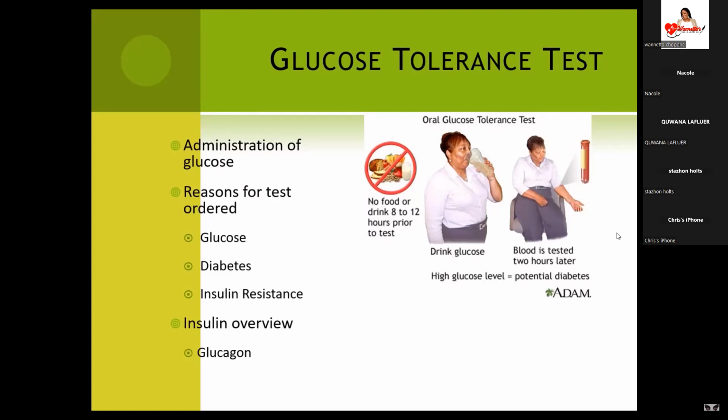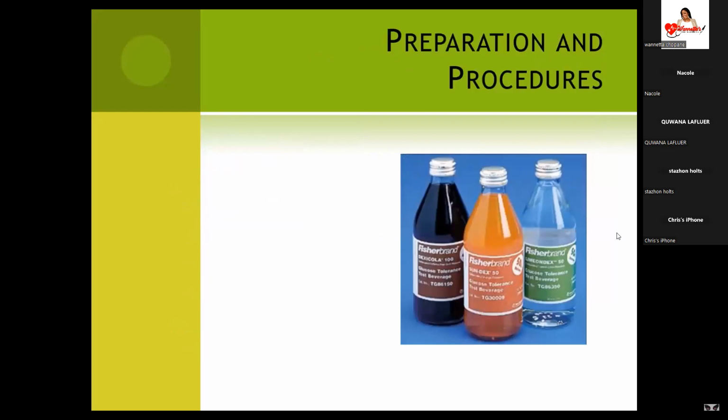And if you can see, sometimes it requires certain things like no food or drinks for 8 to 12 hours prior to the test. And then they drink the glucose, and the blood is tested 2 hours later. And of course, high glucose levels indicate potential for diabetes. So again, this is the glucose tolerance test. Now let's talk about the preparation and procedures.